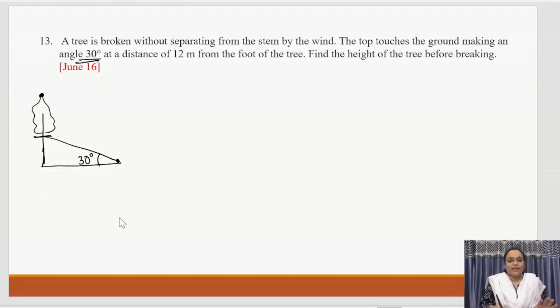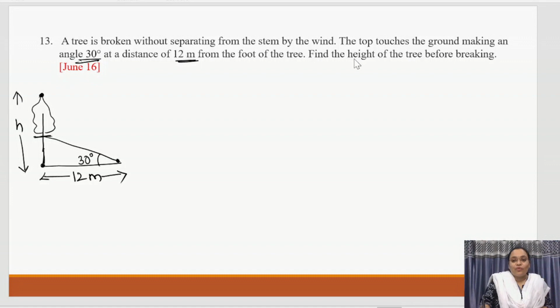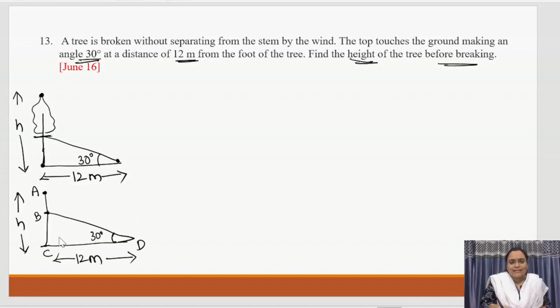Clear? At a distance of 12 meters. So this is the foot, and it is at a distance of 12 meters. We need to find the total height of the tree before breaking. Let us take BC as x. According to this angle, we have the opposite side and the base, the adjacent side.